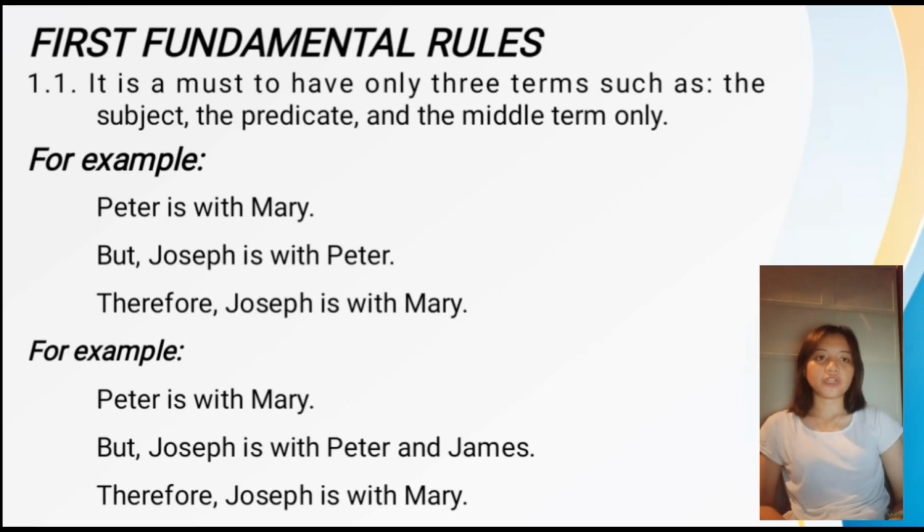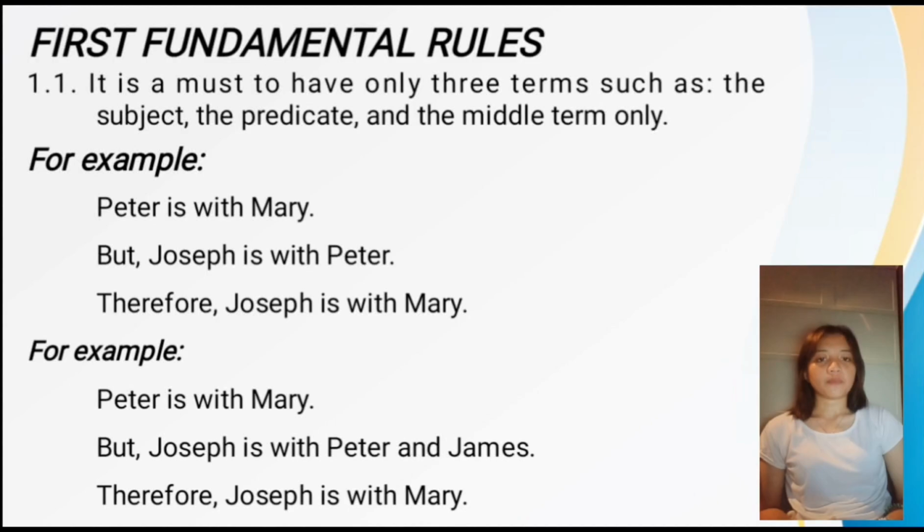So let's proceed to the first fundamental rule. It is a must to have only three terms, such as the subject, predicate, and the middle term only. So for example, Peter is with Mary, but Joseph is with Peter. Therefore, Joseph is with Mary. So, Peter is the middle term, Mary is the predicate, and Joseph is the subject. So, dito sa example, three terms lang yung nagamit, which is tama ito siya kasi nakasunod siya dun sa rules.